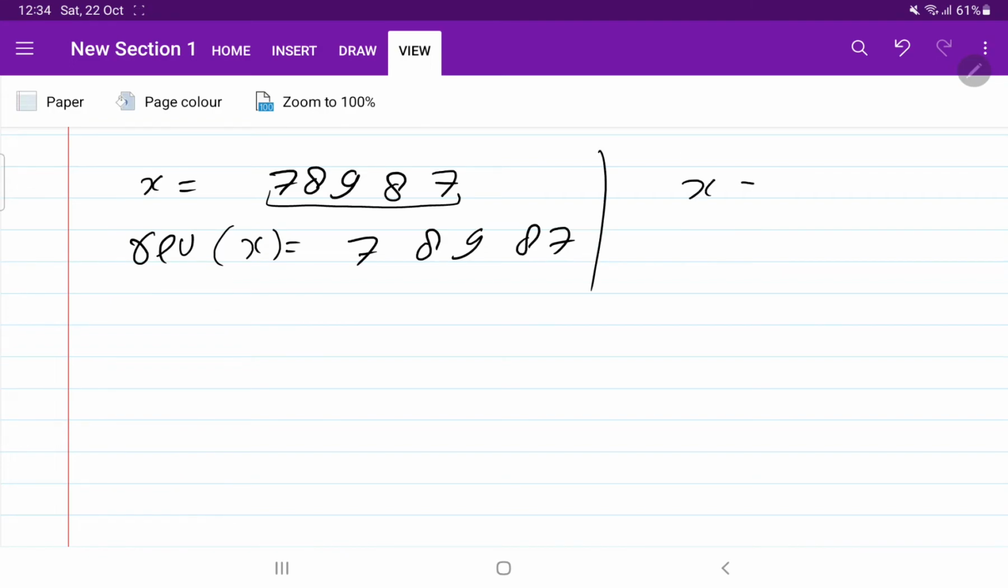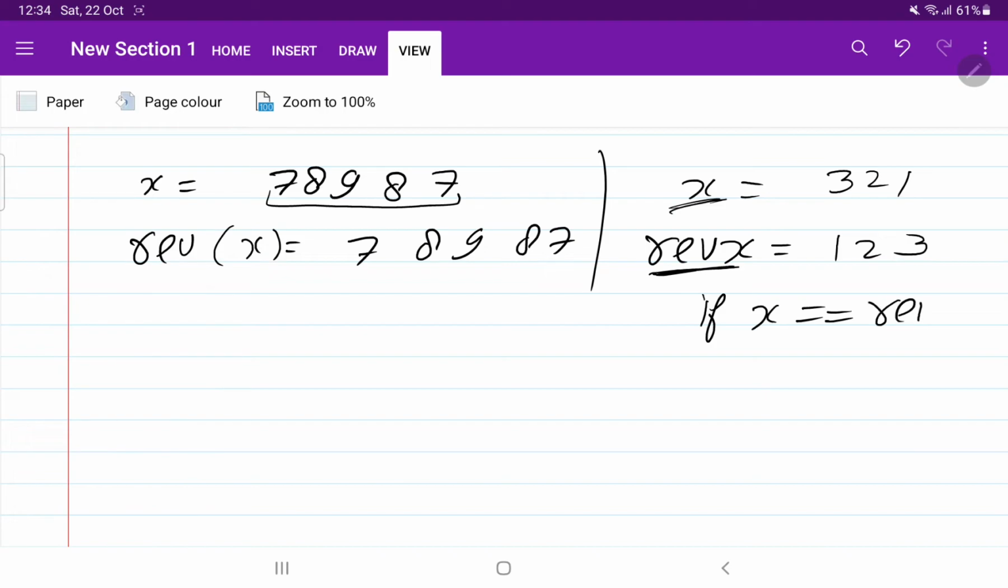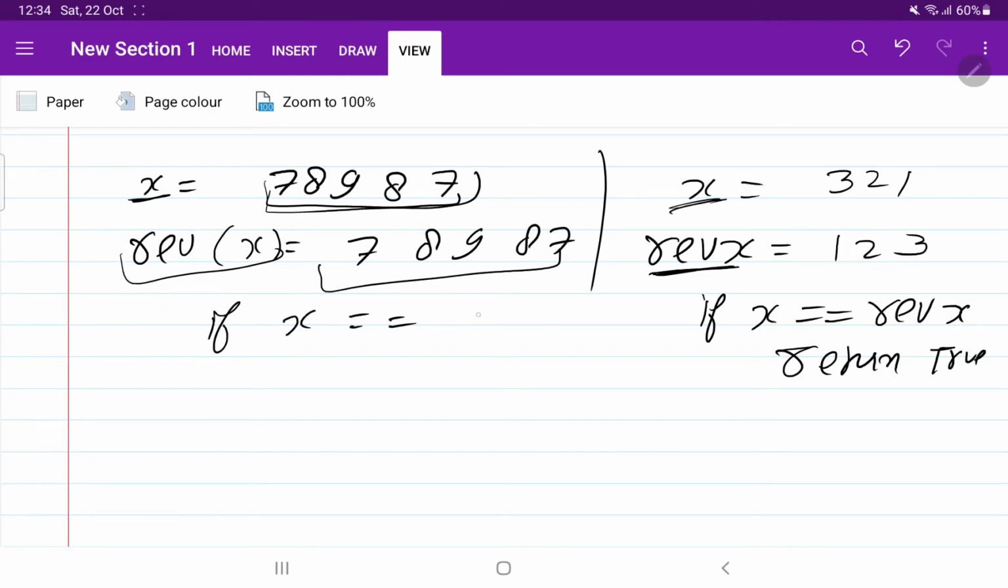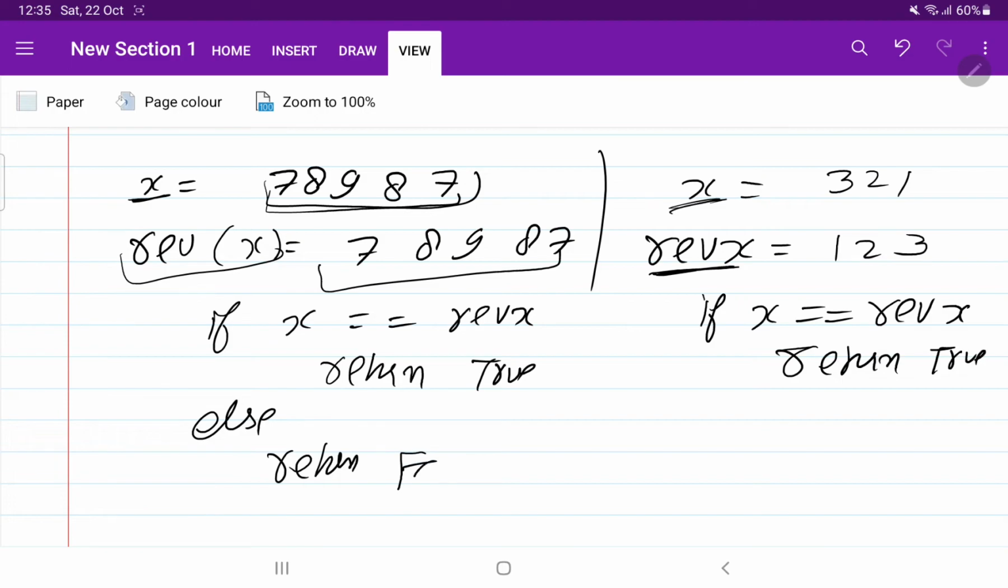So here you are not seeing any difference. Suppose x is 321, and if I try to find the reverse of x, what will it be? 1 2 3. Then I will compare whether x and reverse of x are equal or not. If x equals reverse of x, it means it is a palindrome, so we will return true. And if they are not equal, return false.